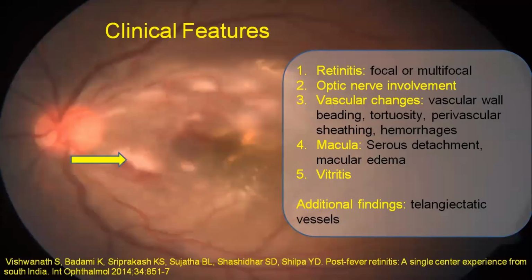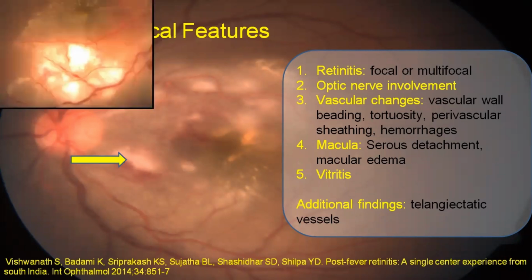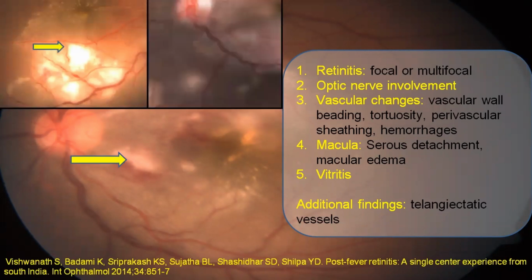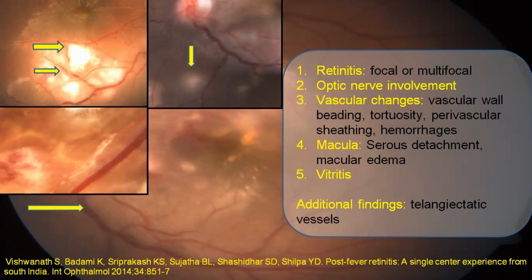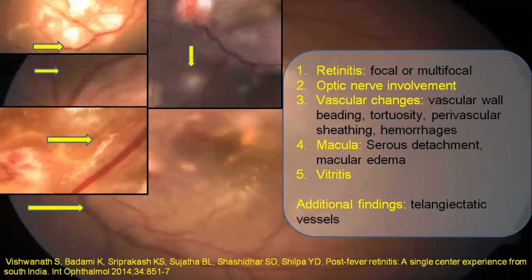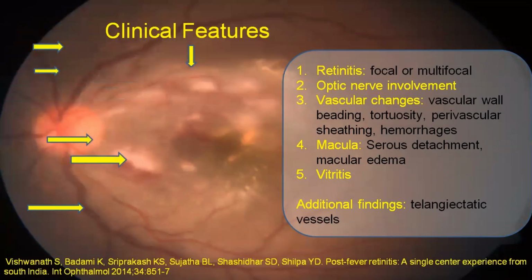So on fundus examination, we can see multiple patches of yellowish-white lesions scattered throughout the fundus. These lesions can range up to 3 disc diameters in size and are bright white in color when compared to cotton wool spots, which are smaller and dull in color. We can see venous bleeding, vascular tortuosity, hemorrhages, and perivascular sheathing. Optic disc involvement may or may not be there. The macula can present with serous detachment or macular edema.